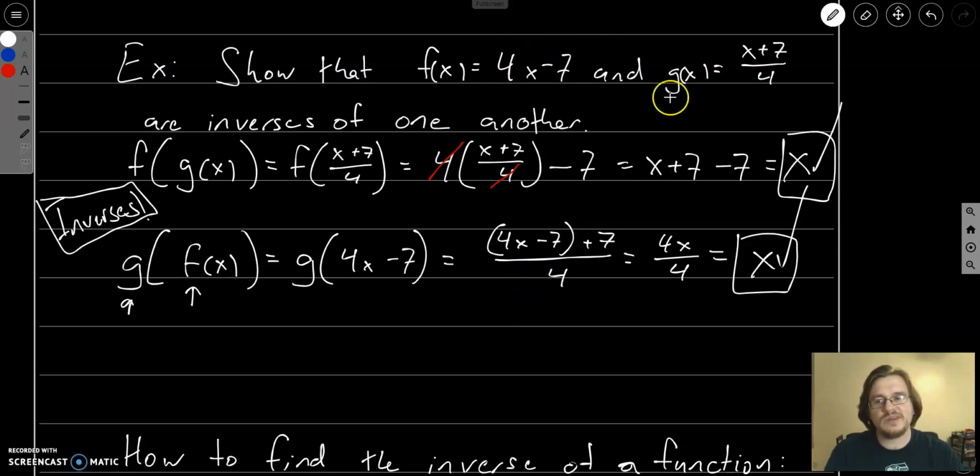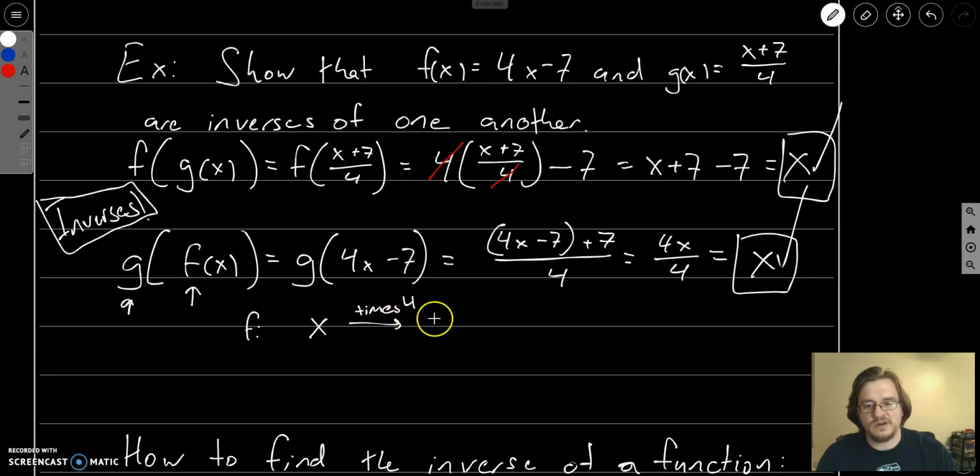And when we look at these, we can kind of see that these will be inverses of one another. If we think about what happens to x as we apply f to it, well, what does f do? f multiplies by 4, so we go times 4, and then we subtract 7 to get 4x minus 7. But what happens when we plug something into g? Well, we first add 7 to it, and then we divide by 4.